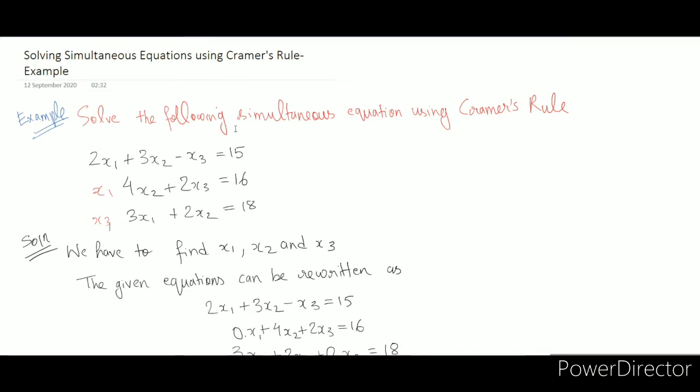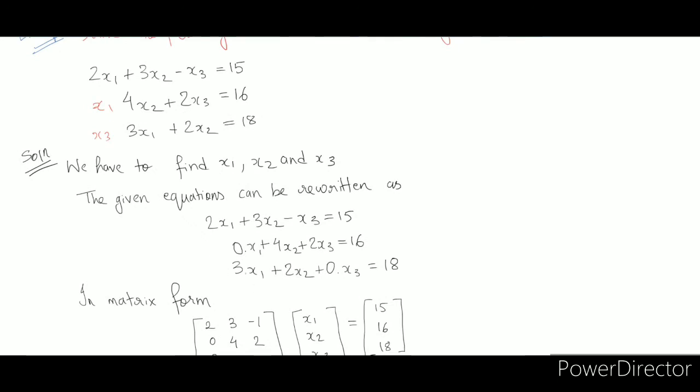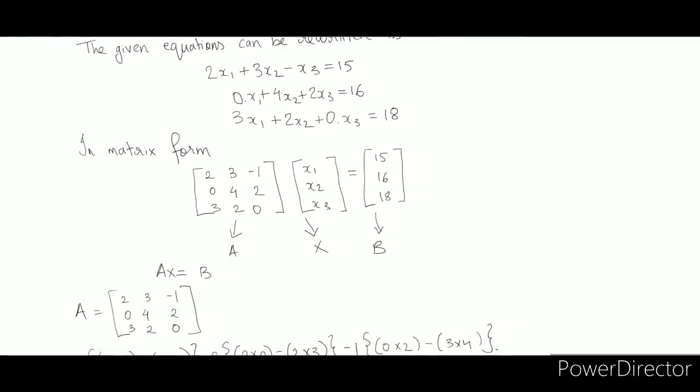So we simply rewrite the equations in the following manner, where since x1 is missing in the second equation, we simply write 0 multiplied by x1. And since x3 is missing in the third equation, we write 0 multiplied by x3. Then you proceed and write the equations in the form of a matrix. These are nothing but the coefficients of x1. This is the coefficient of x2. And these values here are the coefficients of x3. Then you write in matrix form. So we have to find x1, x2, x3.